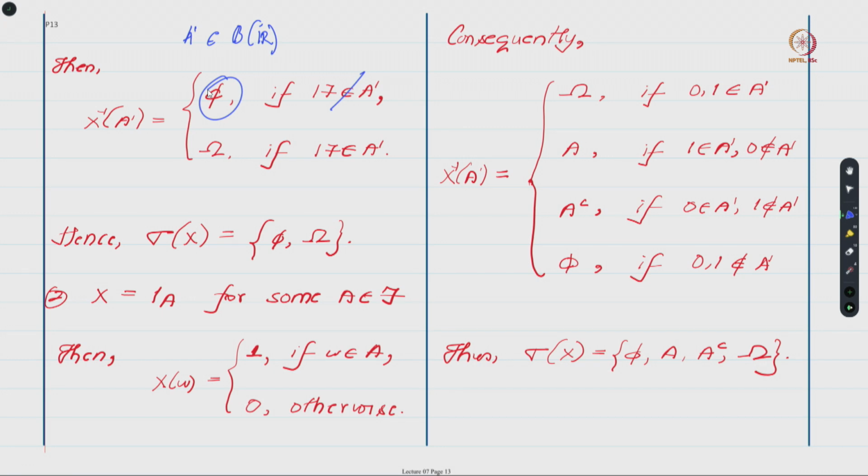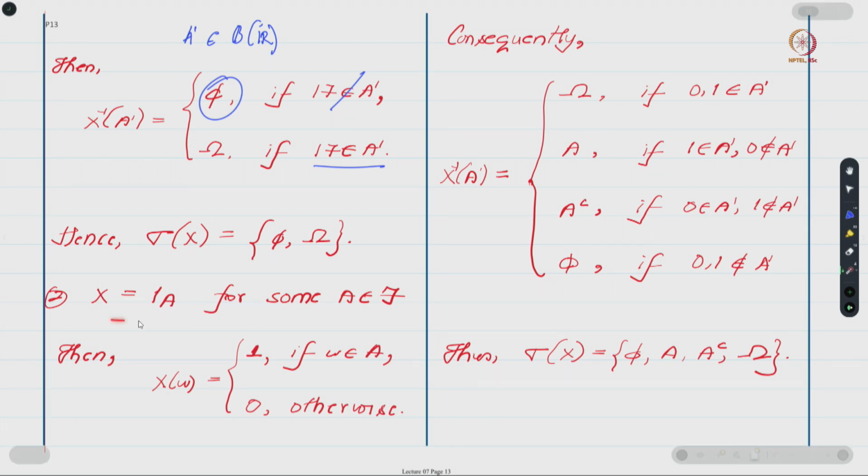On the other hand, if 17 belongs to A prime, then one can trivially check that X inverse of A prime is actually the whole sample space omega, and because X inverse of A prime can either be the empty set or this whole sample space, one can conclude that sigma of X basically includes this.